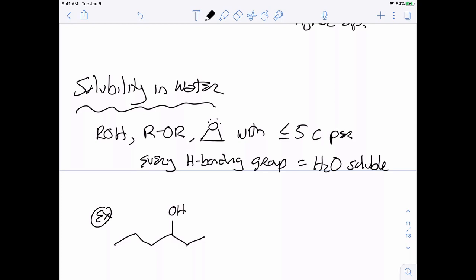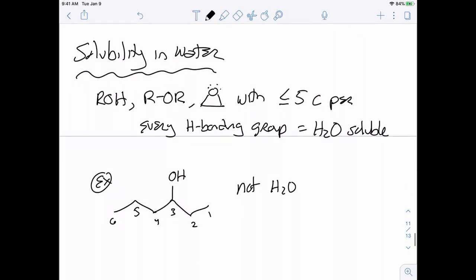I have 1 hydroxyl group, so 1 group that can hydrogen bond with water, but I have 1, 2, 1, sorry guys. You'd think I would have it worked out by now. 1, 2, 3, 4, 5, 6 carbons, so not water soluble. This one's probably slightly, but I would expect you to say not because it's over that 5 carbon to 1 OH group ratio, so not water soluble.